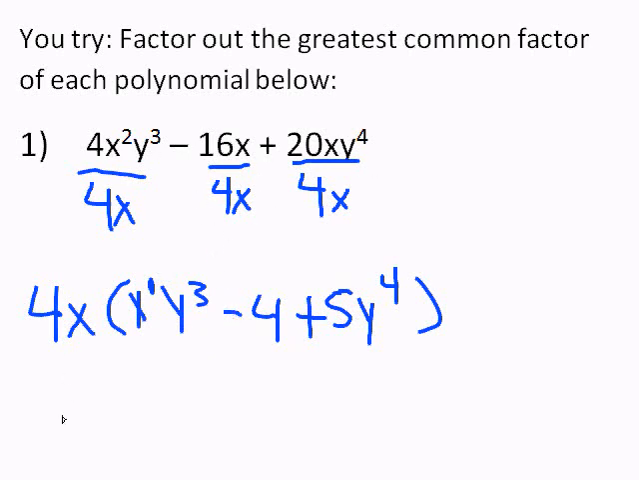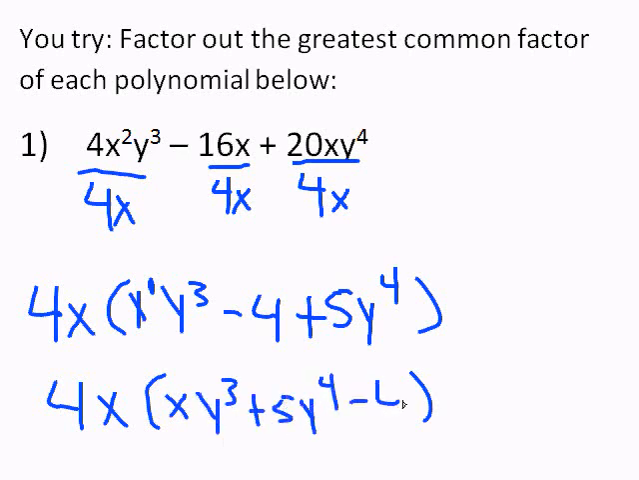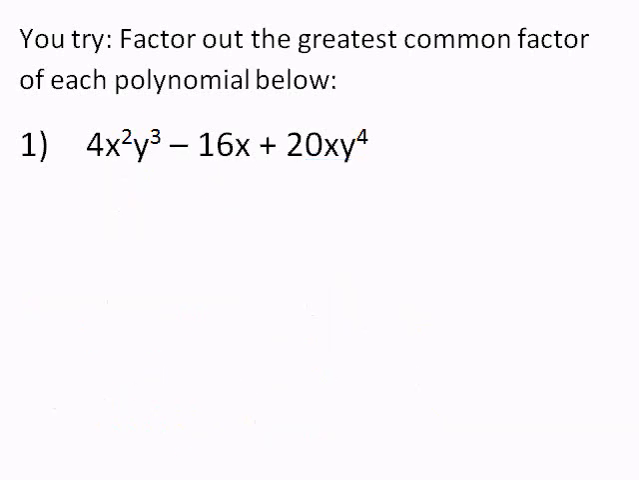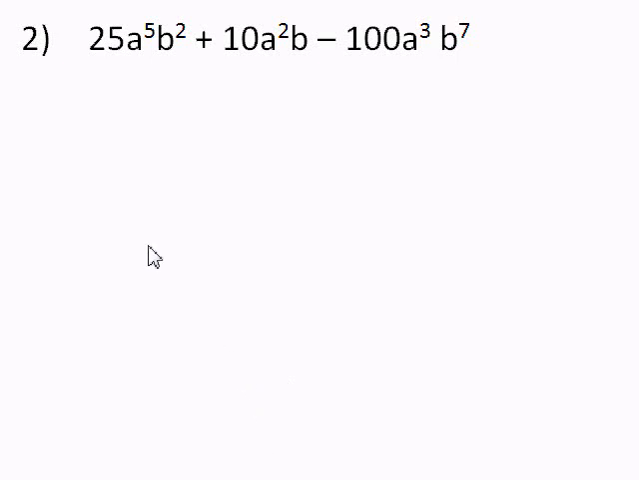Now, one thing to note, most of the time you'll notice they list your answers from largest exponent to smallest. So you might see this written as x y to the third plus 5y to the fourth minus 4, or you might see the 5y to the fourth listed first. So we're going to take a look at another example.